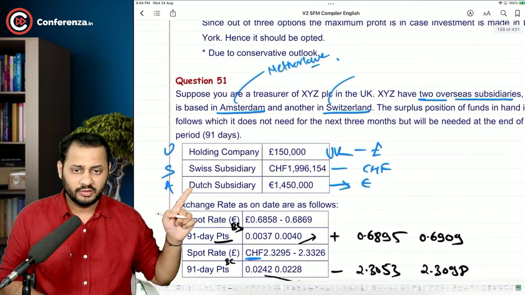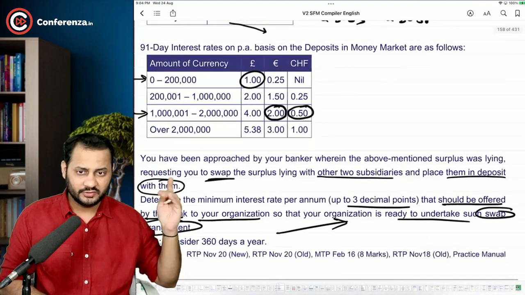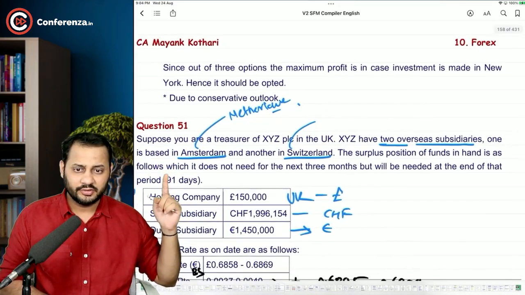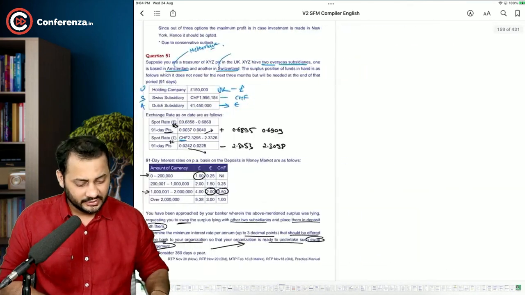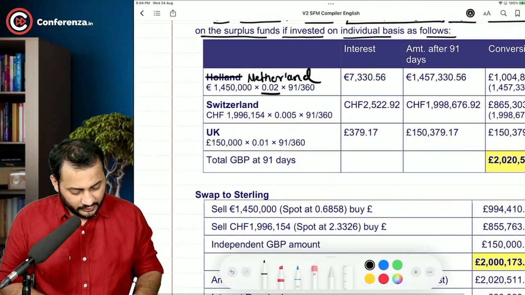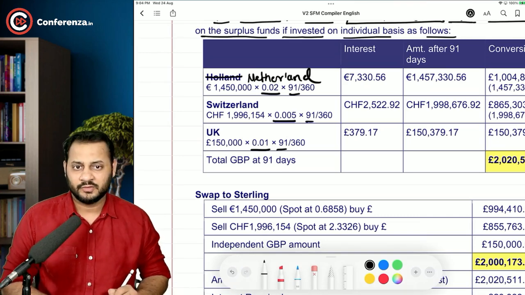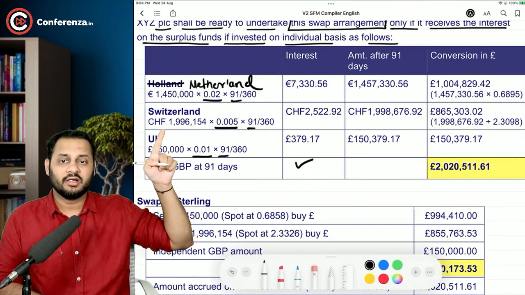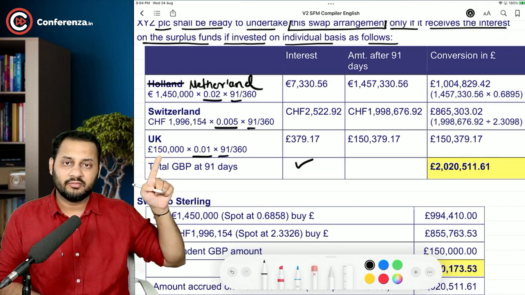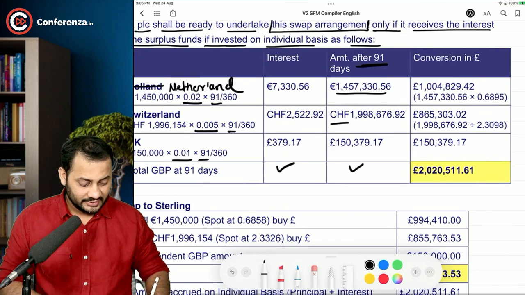If I go for Netherlands, like they are calculating like this. So Netherlands is Swiss franc. Netherlands is going to be 14,50,000. So 2%, 0.5% and 1%. These are the interest rates that have been chosen: 2%, 0.5% and 1% for 91 days, 91 days, 91 days. So these are the interest amounts that they will receive along with the principal of 1450, 1996, 154 and 1,50,000. So the amount after 91 days will be principal plus interest, and this is at the end of 91 days.